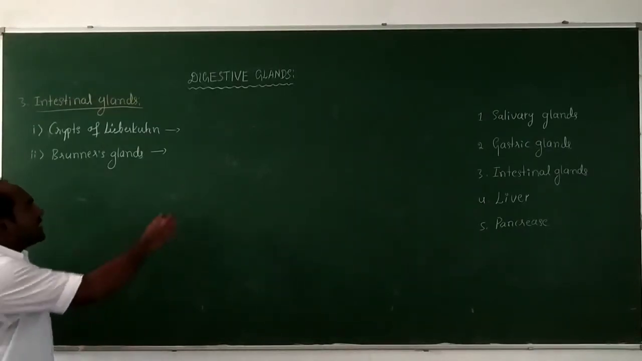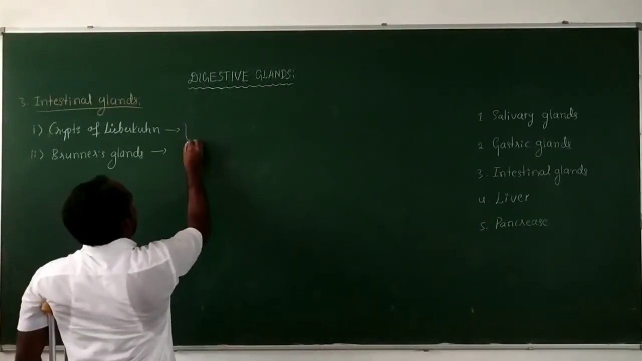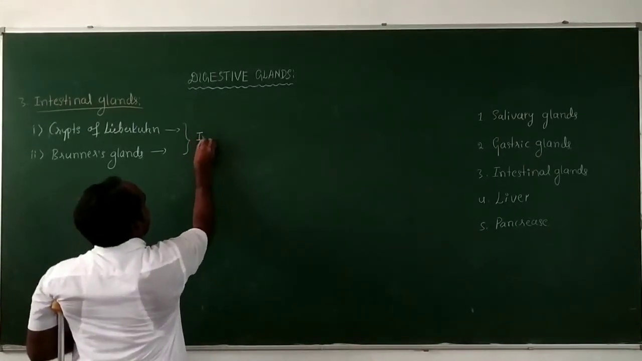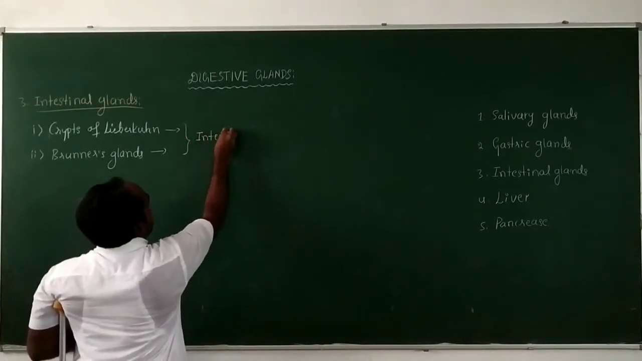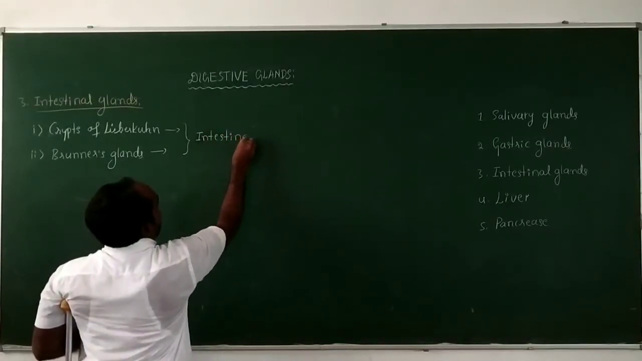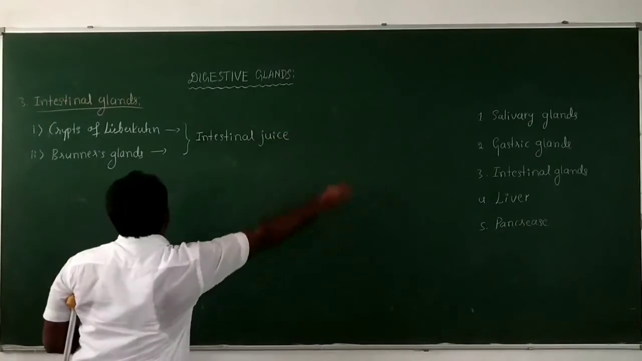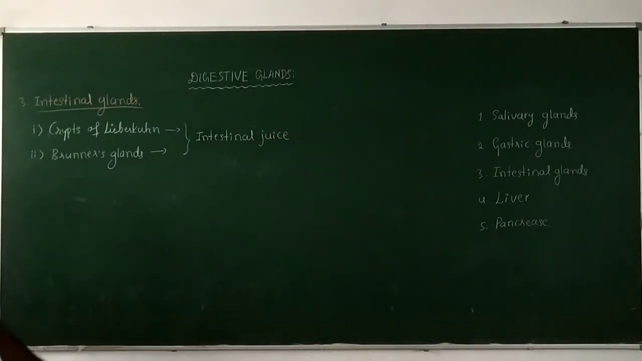The combined secretion of these 2 types of glands is called what? Intestinal juice. The combined secretion of these 2 types of glands is known as intestinal juice.